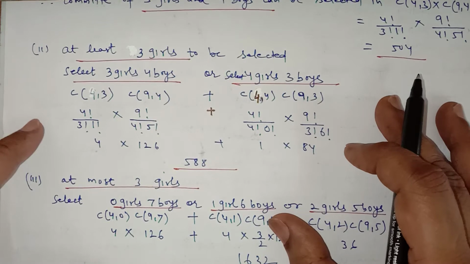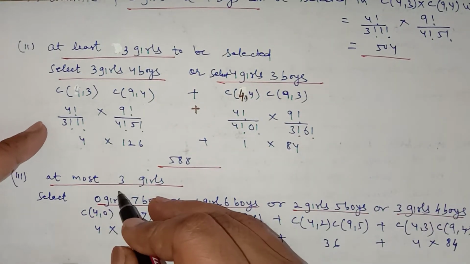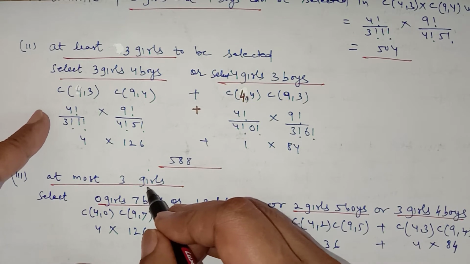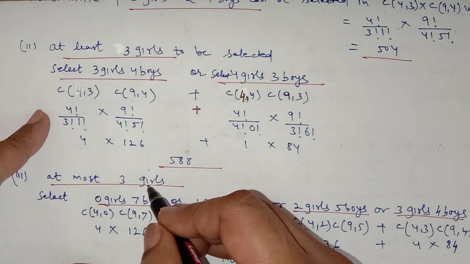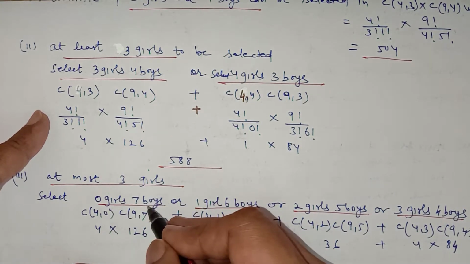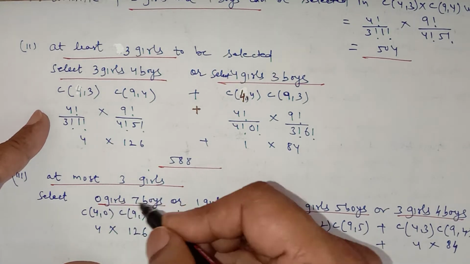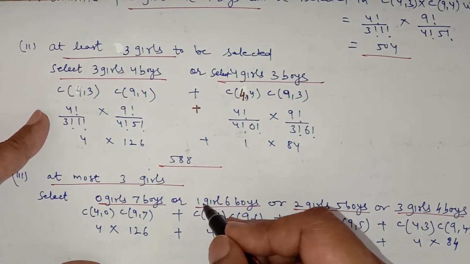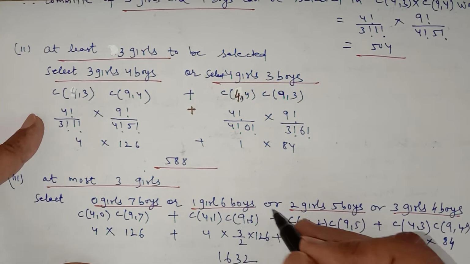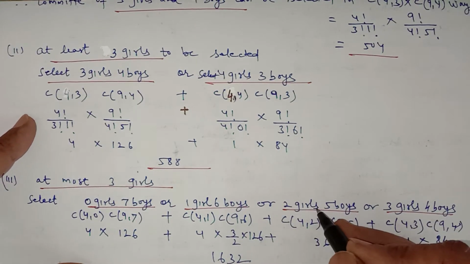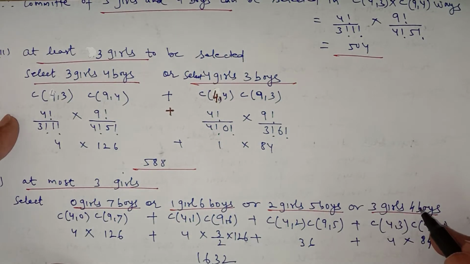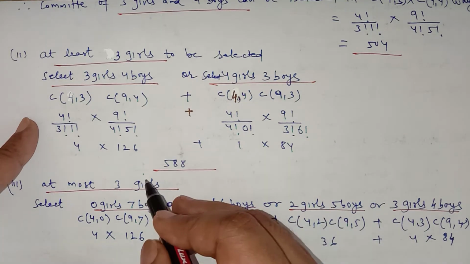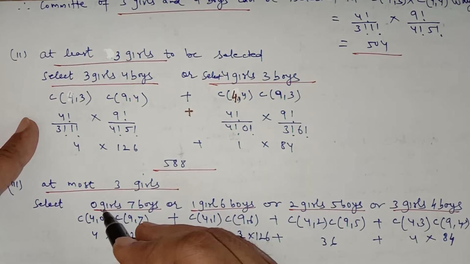Now in the third part, see it very carefully. A committee should have at most 3 girls, not more than 3. Because we have to make a committee of 7, it can have 0 girls and 7 boys. At most means at the most 3 girls, so 0 girls 7 boys can be there, or 1 girl 6 boys, or 2 girls 6 boys, or 3 girls 4 boys. There are 4 cases, first, second, third or fourth. If the word at most is there, then we have to start with 0.